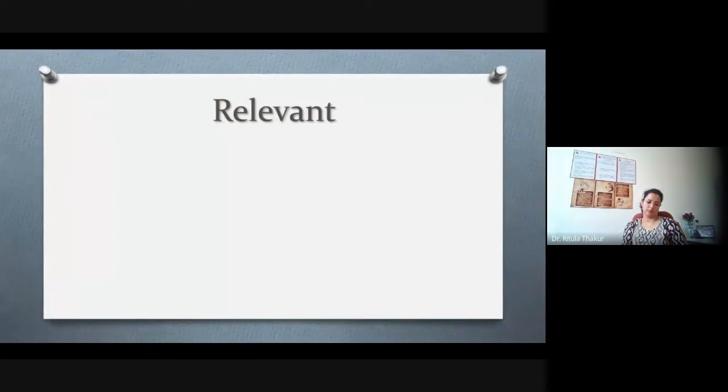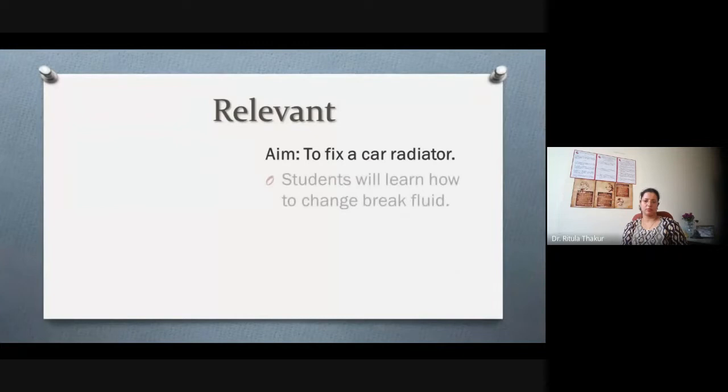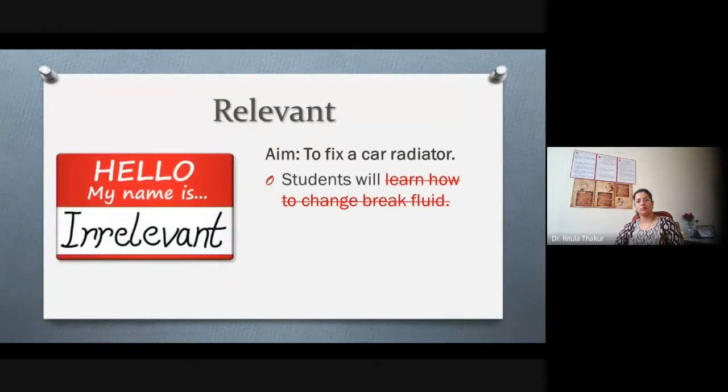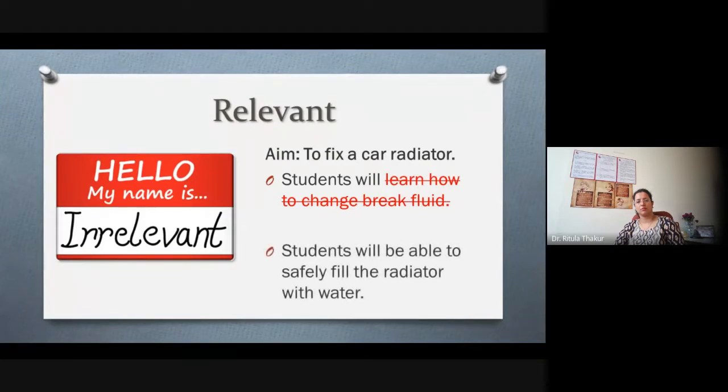If we are trying to teach students how to fix a car radiator, we might say students will learn how to change brake fluid. Even though this is related to fixing a car, it has nothing to do with the radiator and so is irrelevant. So instead, we could say that students will learn how to safely fill the radiator with water.